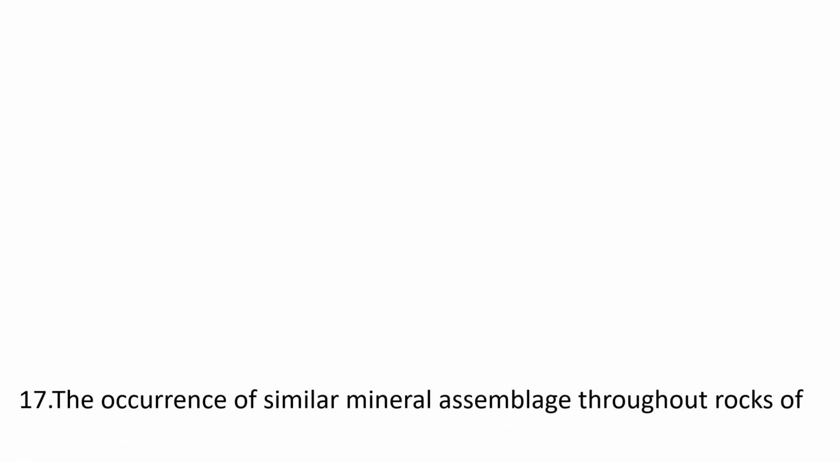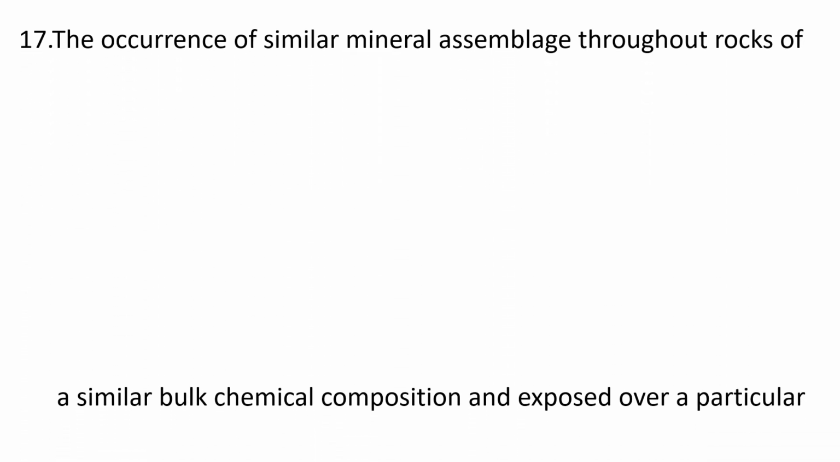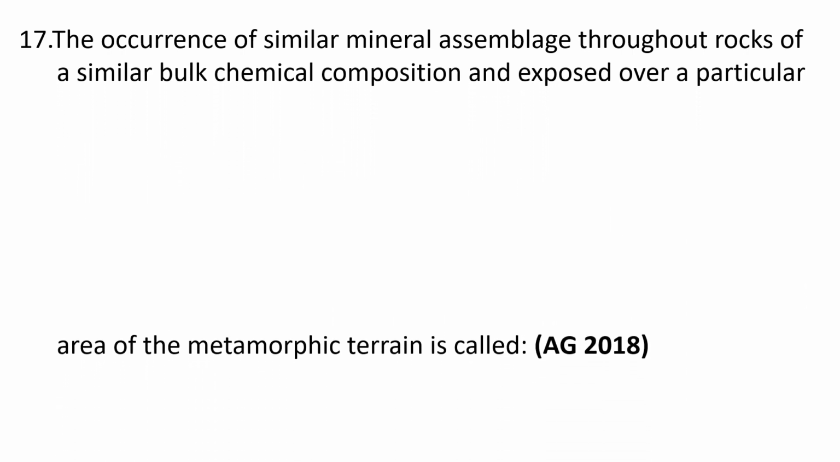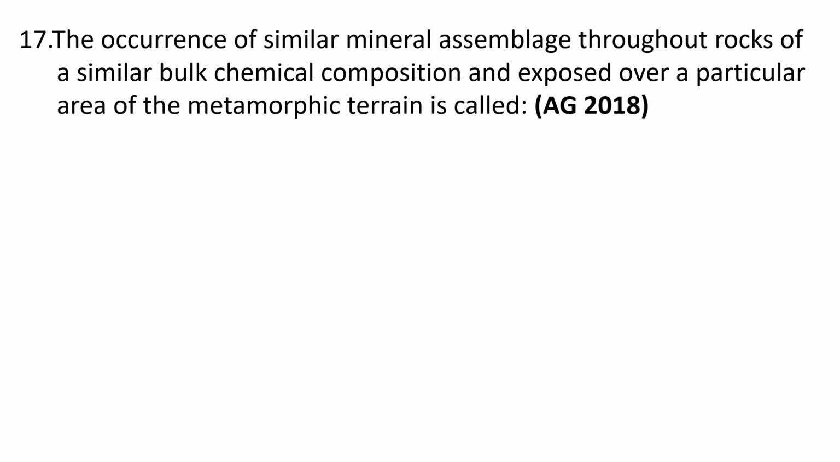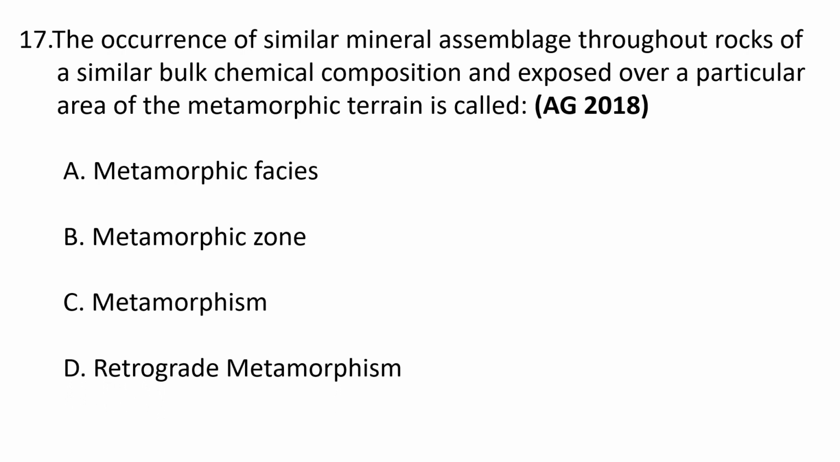Coming to the 17th question. The occurrence of similar mineral assemblage throughout the rocks of a similar bulk composition and exposed over a particular area of the metamorphic terrain is called. Choices are A. Metamorphic facies, B. Metamorphic zone, C. Metamorphism, D. Retrograde metamorphism. The correct answer is A.